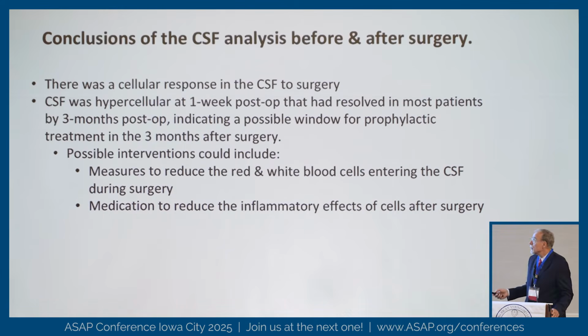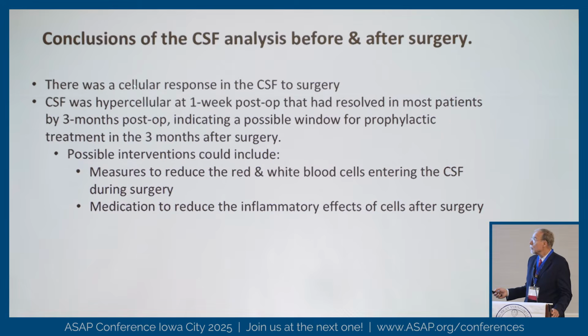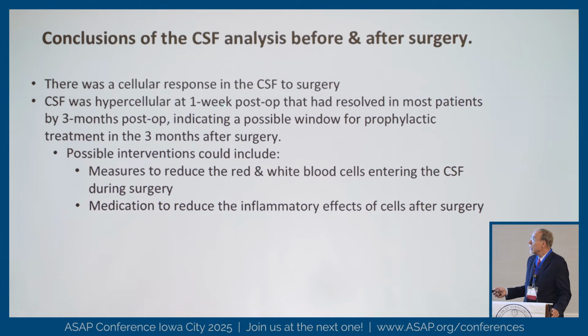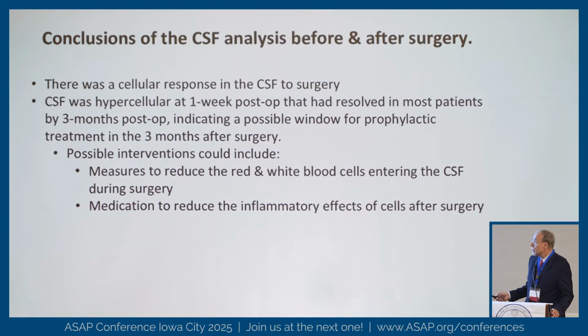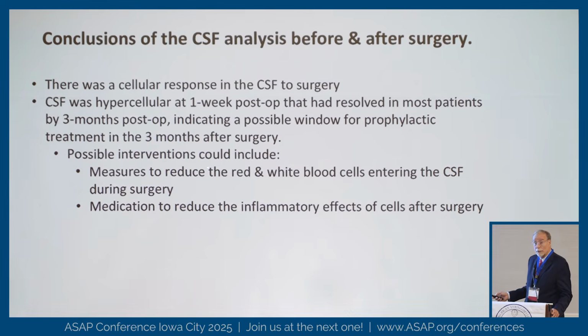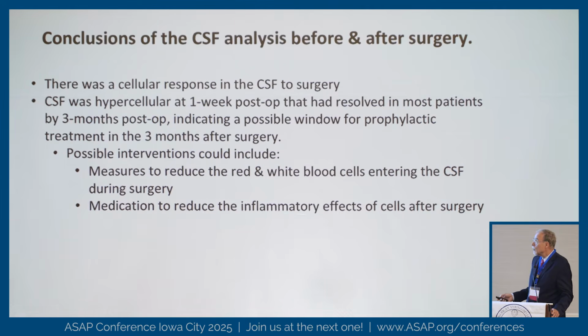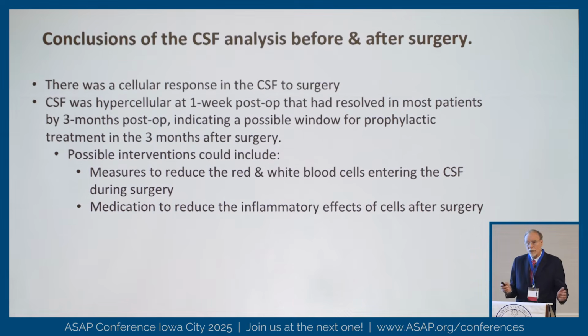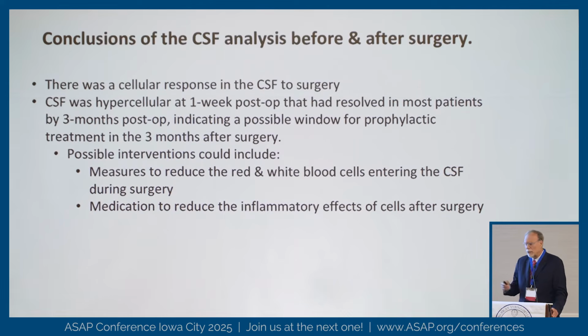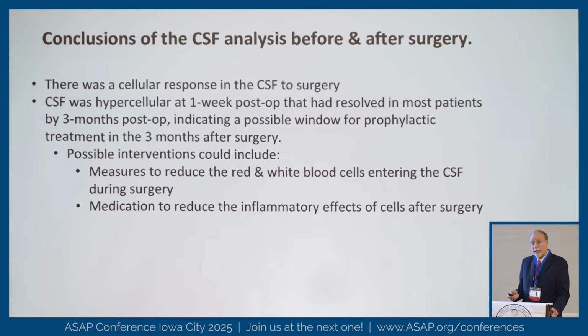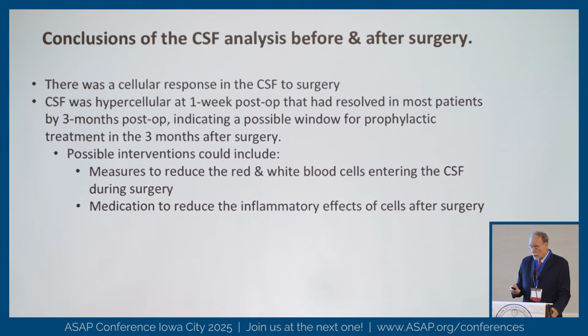So our conclusion was there was a cellular response to our surgery. It was worse about a week after surgery. It pretty much waned by 3 months in most people. And the way to prevent arachnoiditis was to not get as much blood in the spinal fluid during surgery, which is easier said than done. And there's a window during that period, like right after surgery, and we don't really know. It's sometime between 3 months after surgery, where if you used medication, you could suppress the inflammatory response and perhaps have less fibrosis.